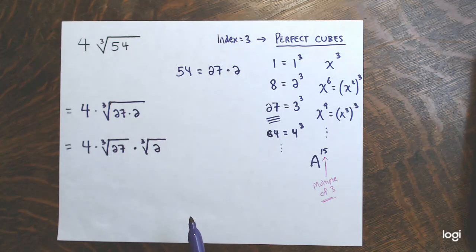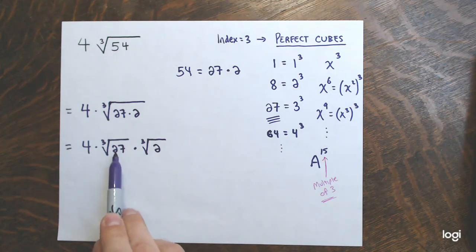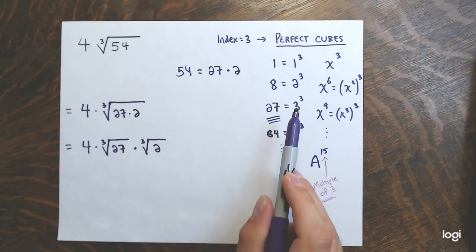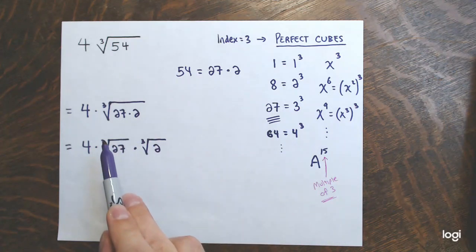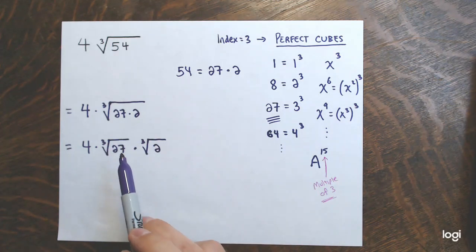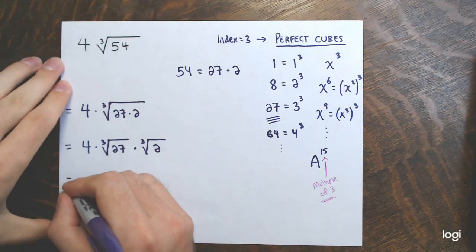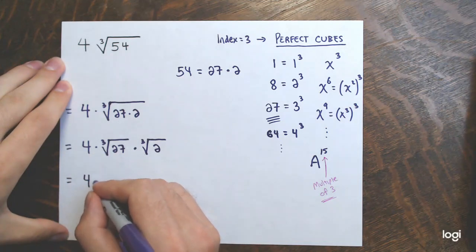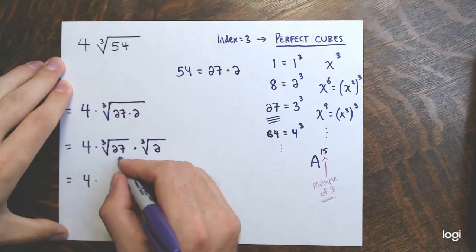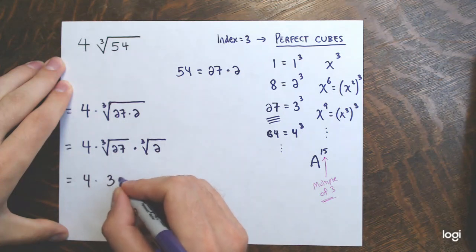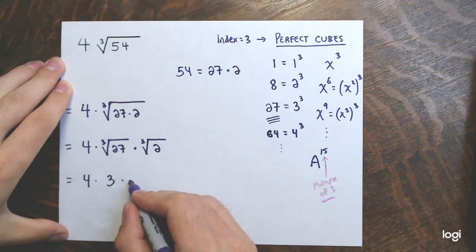And then finally, we actually take the cube root of any perfect cube. And that was this one here, the 27. And what is the cube root of 27? Well, remember, 27 is 3 cubed. So this is really just the cube root of 3 cubed, leaving me with 3. So again, still have this 4 out here, times the cube root of 27 is 3, times the cube root of 2.